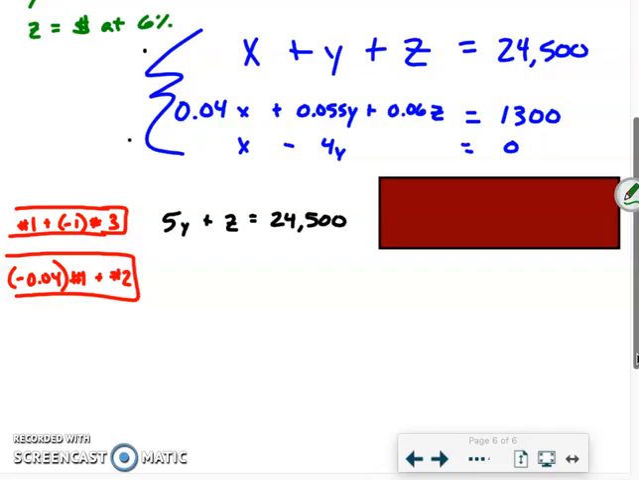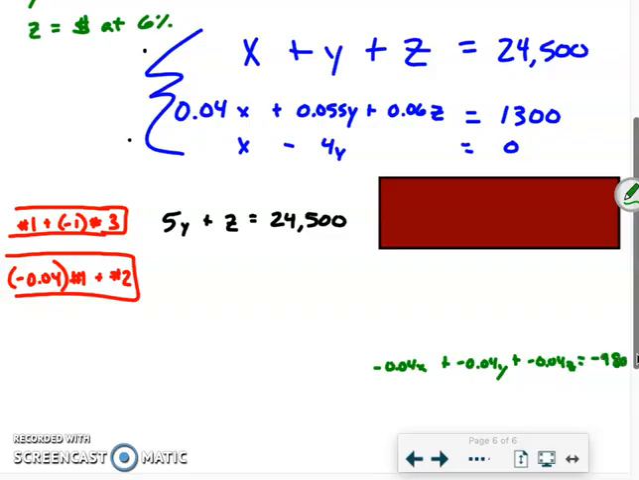Now, I think we definitely want to write this one out to see what it's going to look like. Down here, the first equation, if I were to multiply that through by negative 0.04, is going to give us negative 0.04x plus negative 0.04y plus negative 0.04z is equal to 24,500 times negative 0.04. That's going to be negative 980.